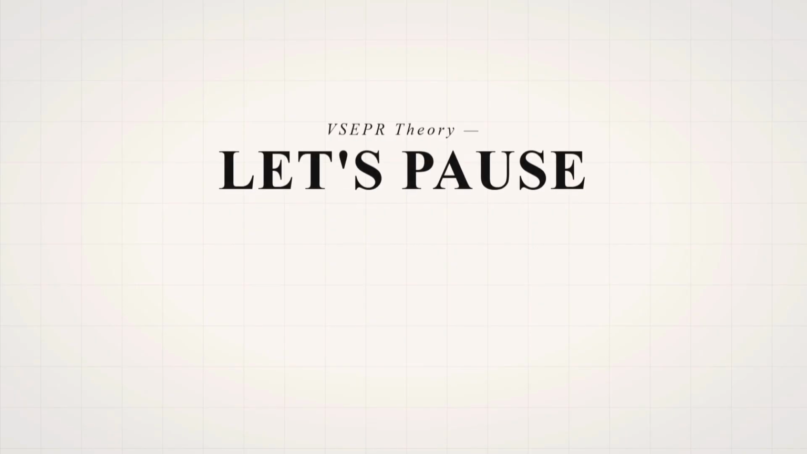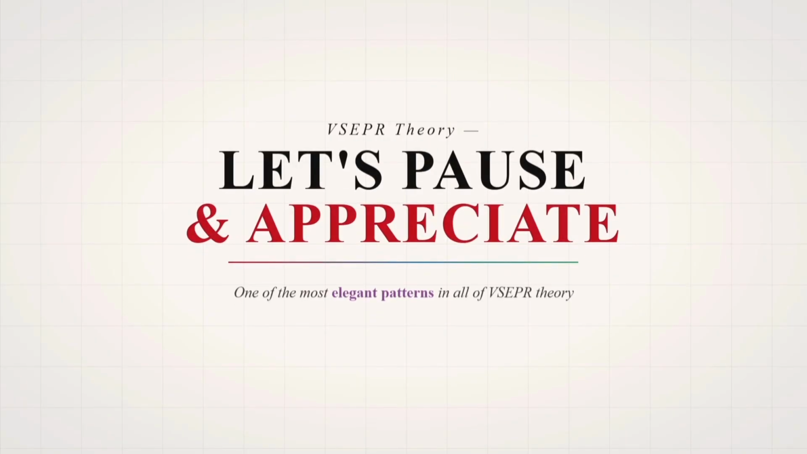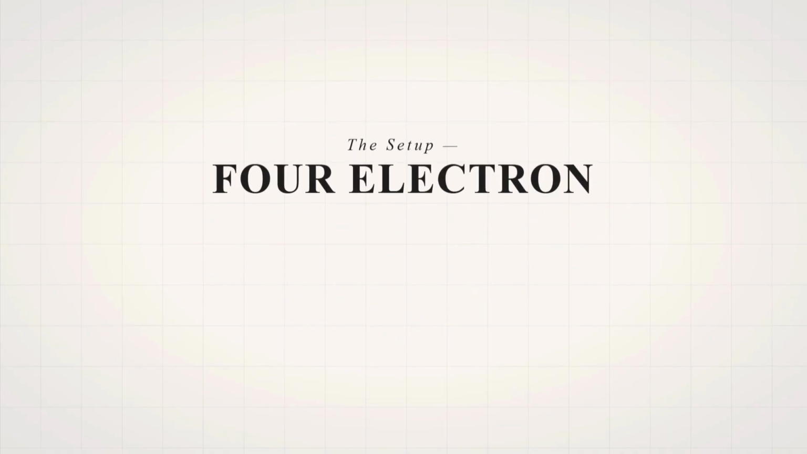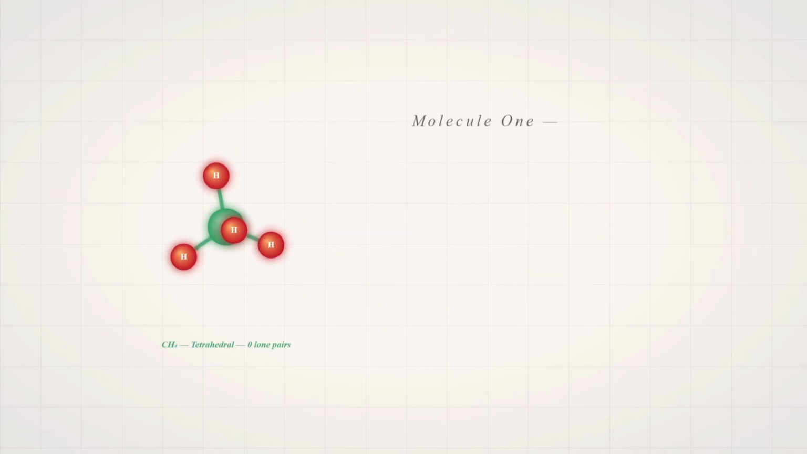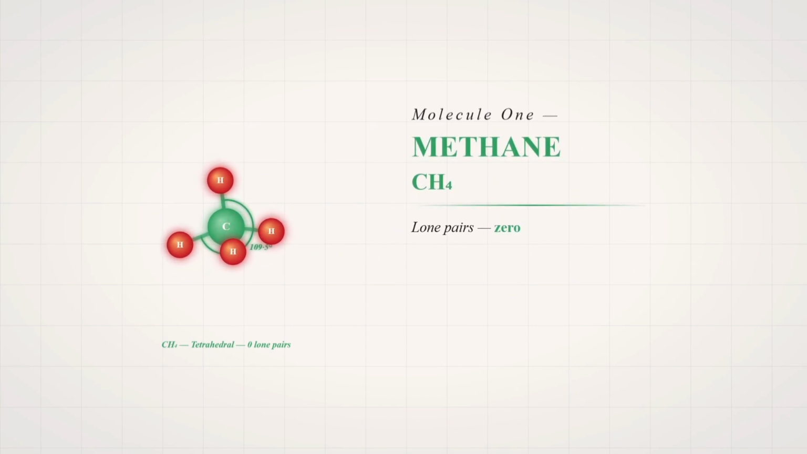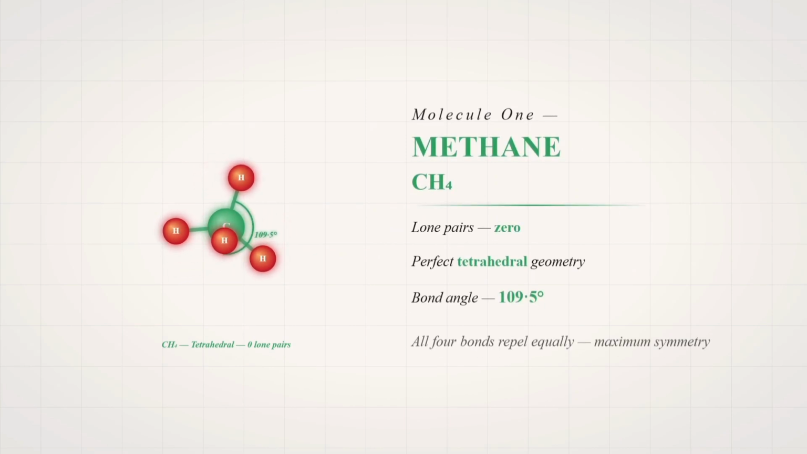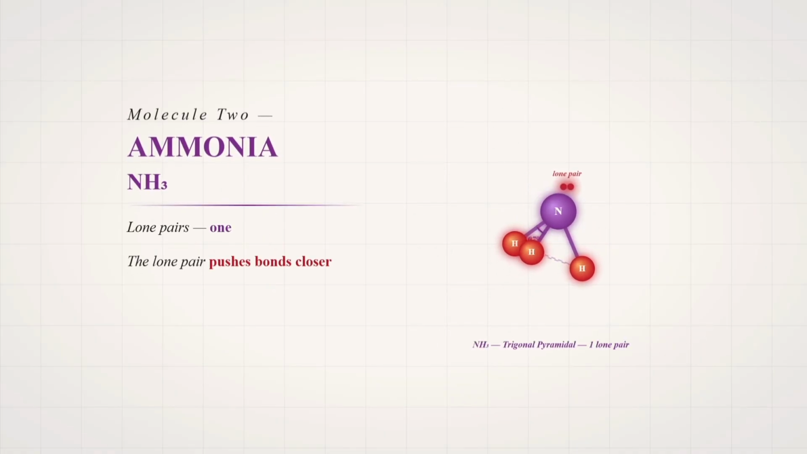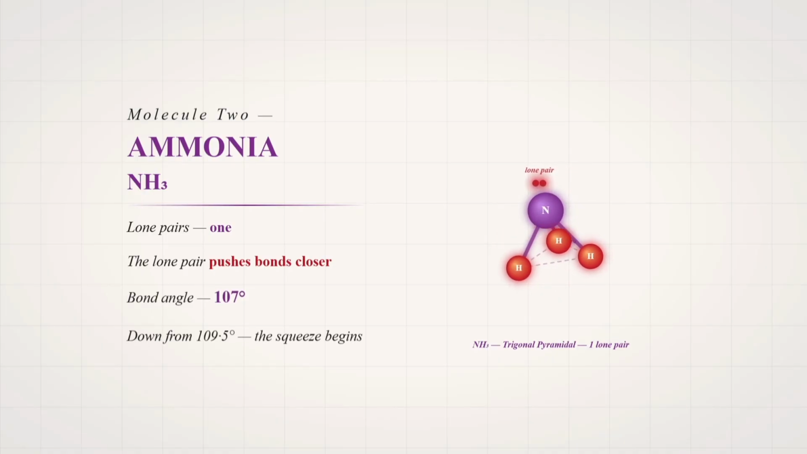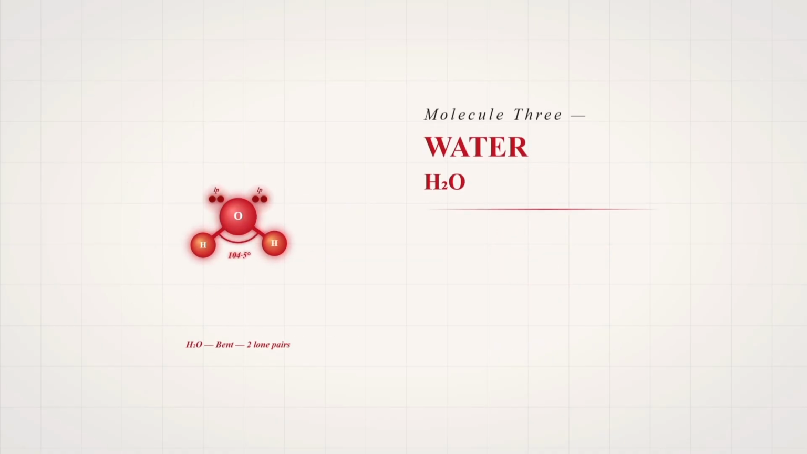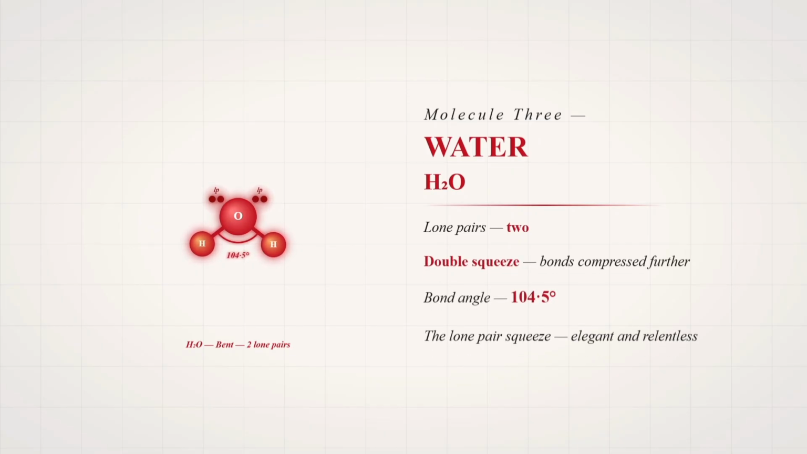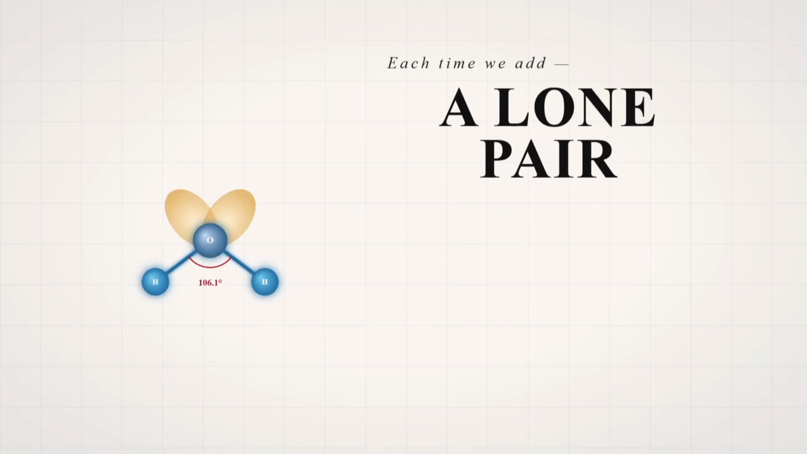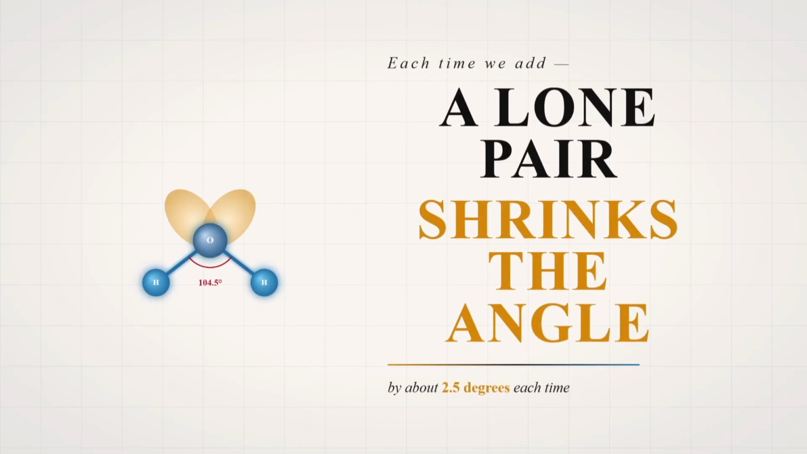Let's pause and appreciate one of the most elegant patterns in all of VSEPR theory, the lone pair squeeze. Look at this series of molecules having 4 electron groups. In methane, we found a bond angle of 109.5 degrees with 0 lone pairs. Now, if we consider ammonia, which has 1 lone pair, the bond angle becomes 107 degrees, and in water, the bond angle shrinks to 104.5 degrees, because the central atom oxygen has 2 lone pairs. Each time we add a lone pair, the bond angle shrinks by about 2.5 degrees.